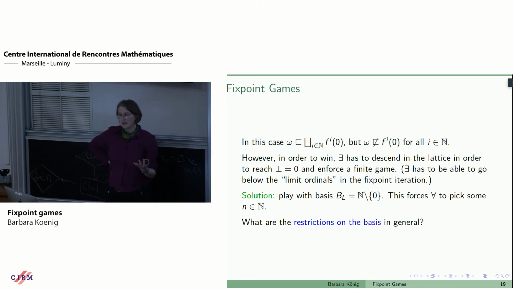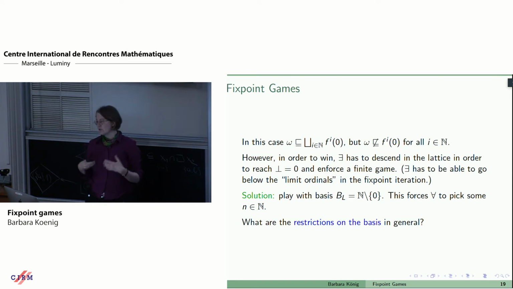But in order to win, if you think about this also in terms of ordinals, she has to go down the chain of ordinals in order to at some point reach the least ordinal to win. I mean, if you have just the least fixed point equation. And so Eve should be able to enforce a finite game. So she has to be able to go below the limit ordinals, basically, in the fixed point iteration.